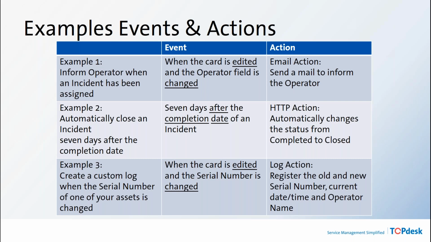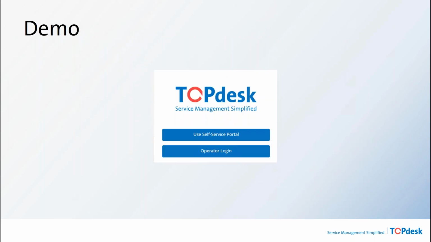Example 3 is a log action example. Let's say you want to create a custom log whenever the serial number of one of your assets has been changed. The event in this case is again the card being edited by one of your operators and the serial number being changed. We can link an action to this event whereby we register, for instance, the old serial number, the new serial number, the current date and time, and the operator name.